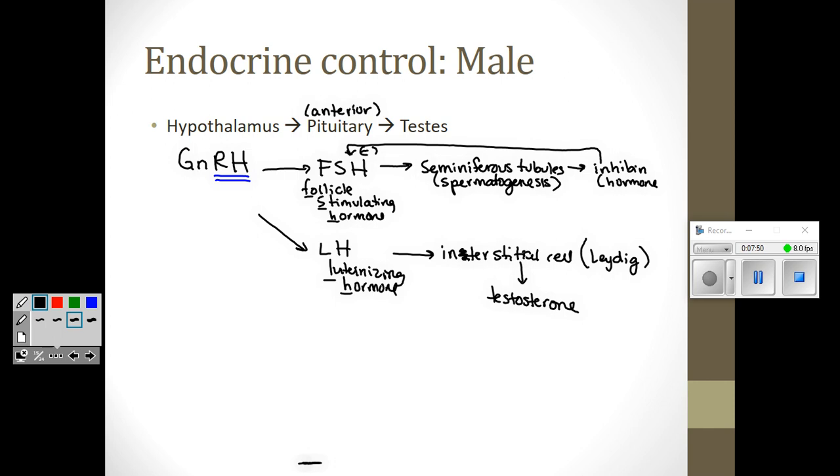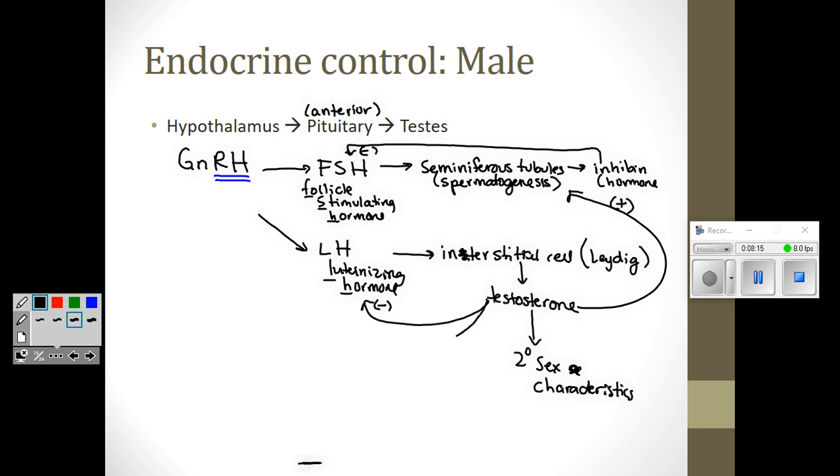Now, testosterone can do a few things. Testosterone will have a positive influence on spermatogenesis. Testosterone will be responsible for secondary sex characteristics. And testosterone can have negative feedback on LH, and can have negative feedback on GnRH.